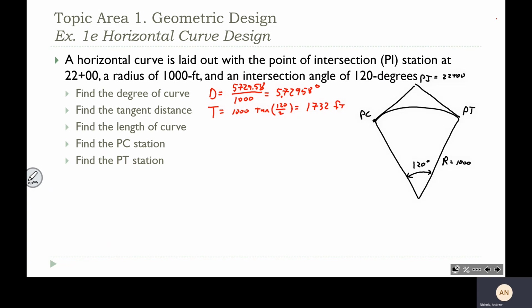Okay. What about the length of curve? What variable is length of curve? Is it L or LC? It's L. Long chord and length of curve are unfortunately both LC, so make sure you pick the right one. So L. We've got two different forms of the equation. Let's do the R I times pi over 180. So we've got 1,000 times 120 times pi over 180. Yes, because our 120 is in degrees.